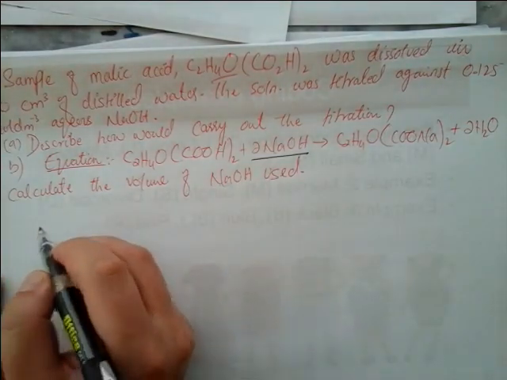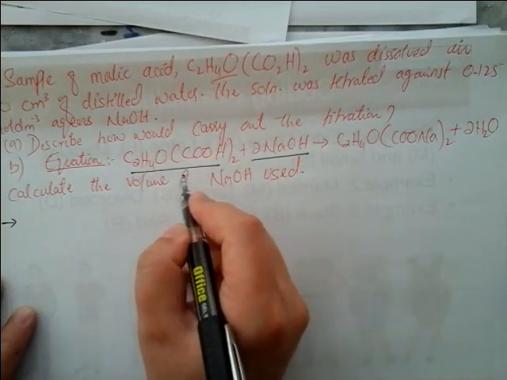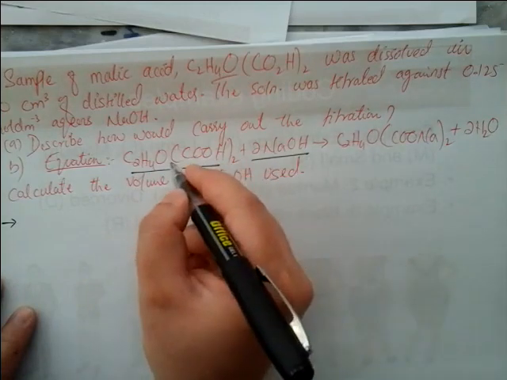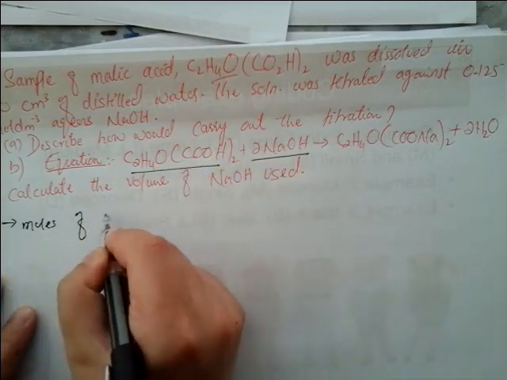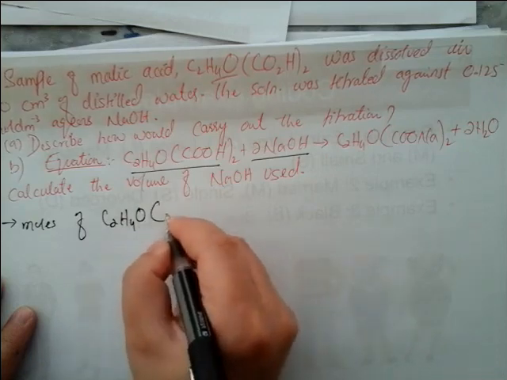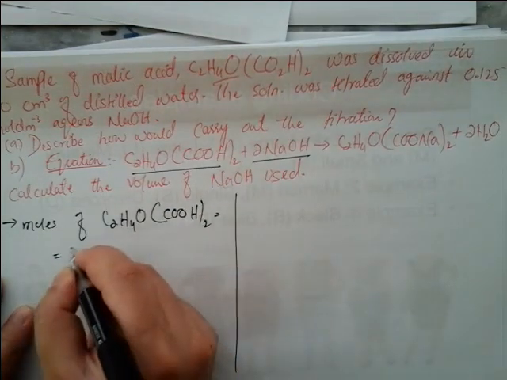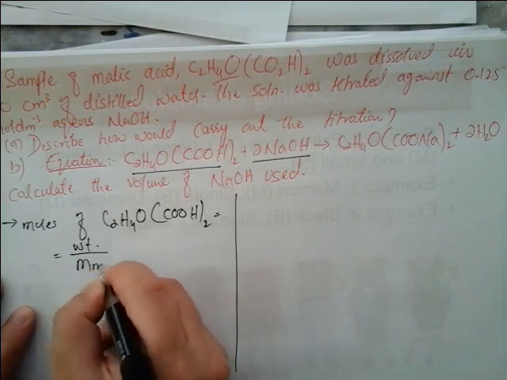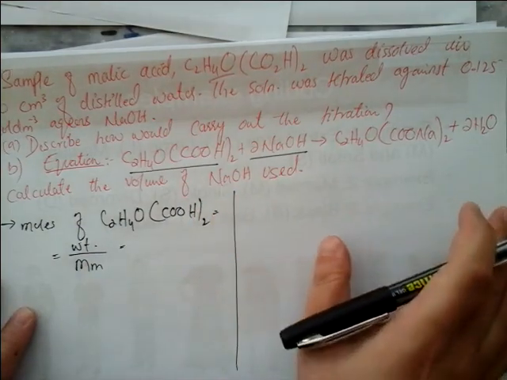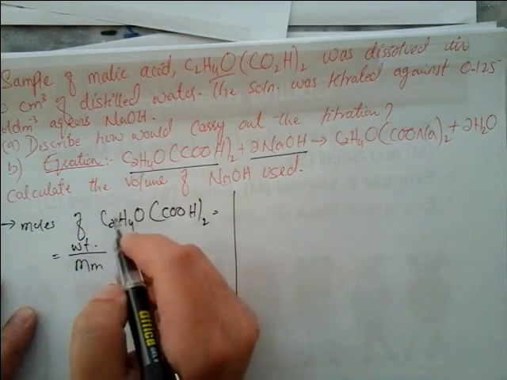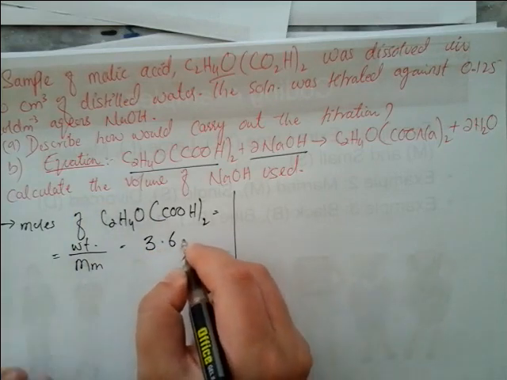For this purpose, what we need to do in the first step is this: the weight in grams of this malic acid is given, and you have to convert the weight in grams of this malic acid into its moles. So moles of C2H4O(COOH)2, malic acid, is equal to its weight divided by molar mass, and the weight is given, that is 3.6 gram. I didn't write it over here, but in your book it is given as 3.6 gram.